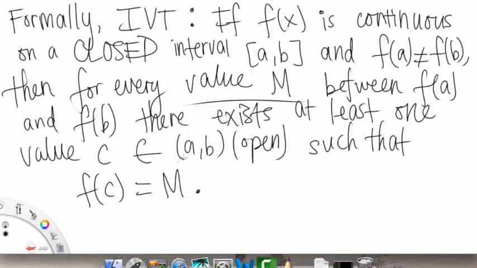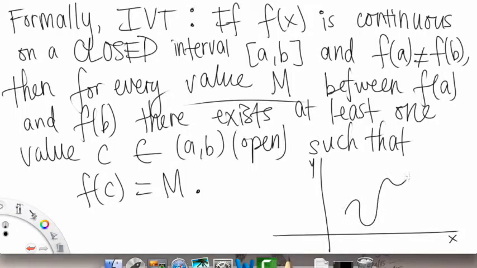Okay, so what do we mean? That's a lot of words there. If f of x is continuous, so we're setting it up as a continuous function, which means it cannot skip values, on a closed interval a, b, so we're basically studying it on one interval, and f of a does not equal f of b. Here I'll draw a little picture. Here's our x and here's our y axes. Let's say we have some function like that. And here's our a on the x-axis, and here's our b.